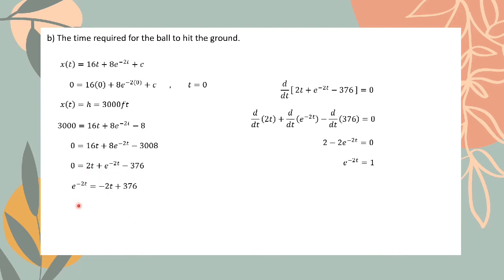Here, we will get e to the power of negative 2t equals to negative 2t plus 376. We will substitute this value into here. Negative 2t plus 376 equals to 1, and then we will get e equals to 1 at 7.5. Rounding it off, we will get t equals to 188 seconds. The time required for the ball to hit the ground is equal to 188 seconds.